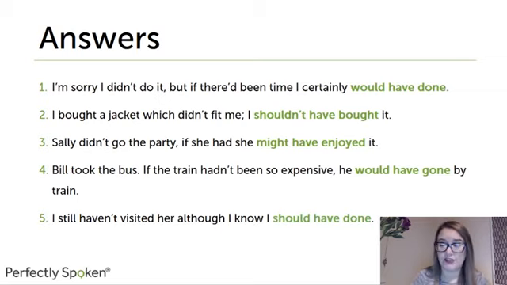Now, of course, there are different options here, and as I explained before, my choice of modal verb conveys to you, the listener, my point of view. So, for example, number 3, Sally didn't go to the party. If she had, she might have enjoyed it. I'm suggesting that I'm not sure. If I know Sally really well and I know that she loves parties, I might have chosen would. Sally didn't go to the party. If she had, she would have enjoyed it. So there are different options depending on how you interpret the sentence. But that was quite a challenging exercise. So really well done if you managed to get some of those right.